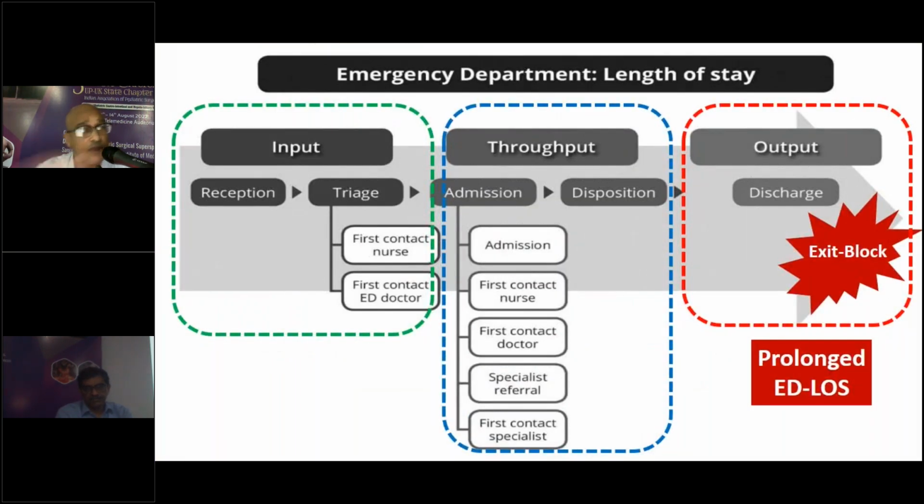Now, we divide these problems for the length of stay into 3 segments: the input, the throughput, and the output. And each of these areas can be tackled and enhanced, and their quality can be increased. But for the ED that we see in PGI, if we do a fishbone analysis, this is going to be an exit block that we see in the ED, and this is the most important and common reason why the ED length of stay is more than 3 days at SGPGI.